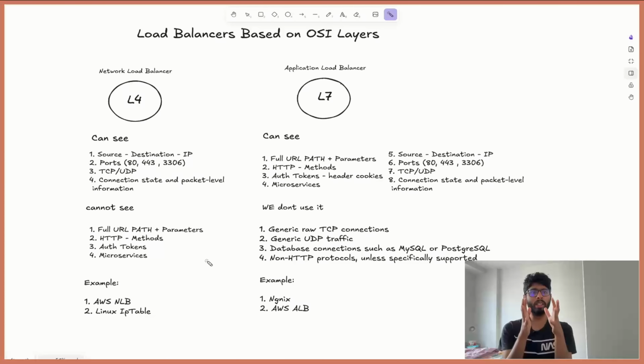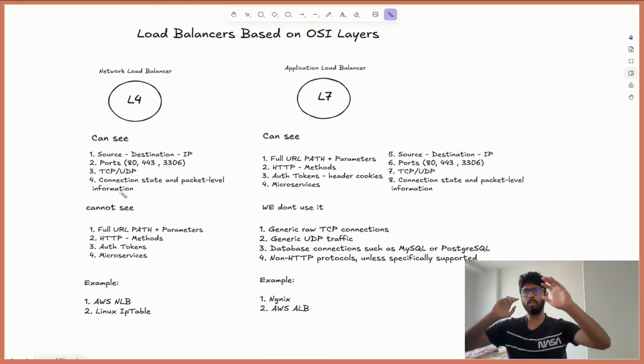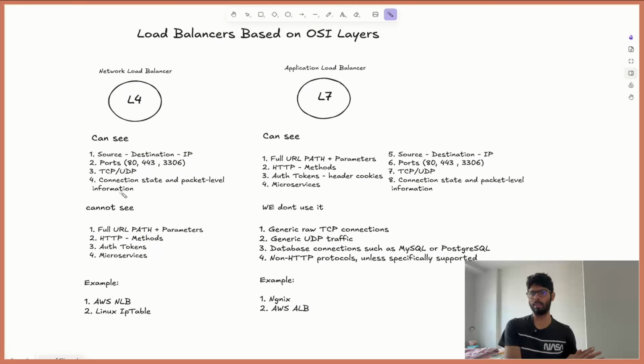Now we are going to do a detailed discussion about the L4 and the L7 load balancer. The L4 load balancer is known as the network load balancer and the L7 load balancer is known as the application load balancer. First of all, we are going to discuss what they can see. In the L4 load balancer, a person can see source and destination IP, ports, whether it is a TCP or UDP call, connection state and packet level information. Okay, because at the data link layer and network layer, we can see all the packets flowing. The L4 load balancer can see all these things.